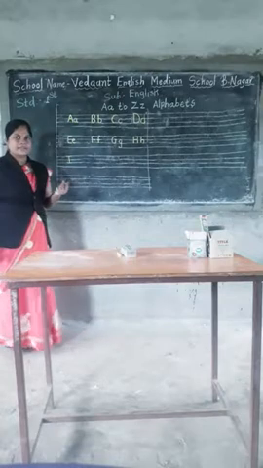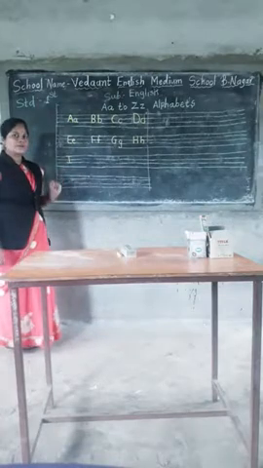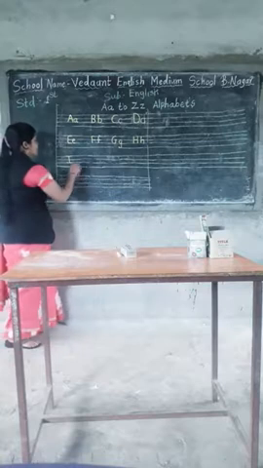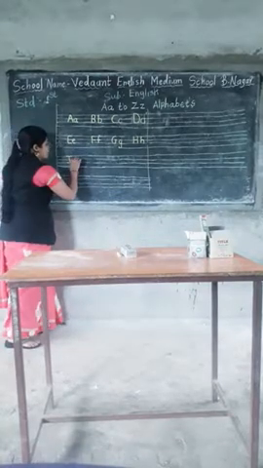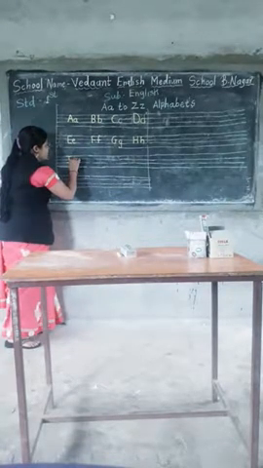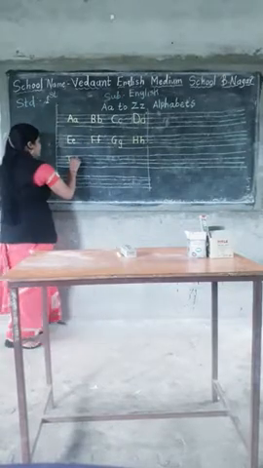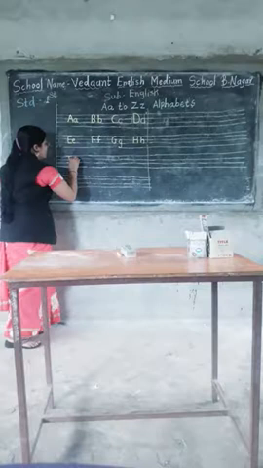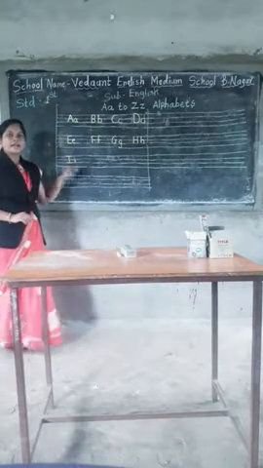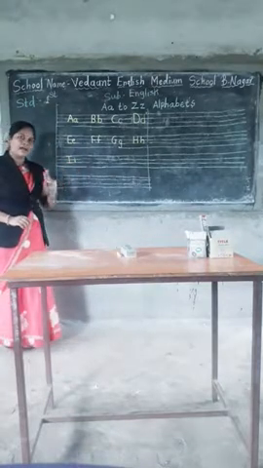Okay, next which letter? A small i. So how to write? It is so easy. In the middle two lines we will draw a small standing line, and here is the dot. Like this you write capital I, small i.